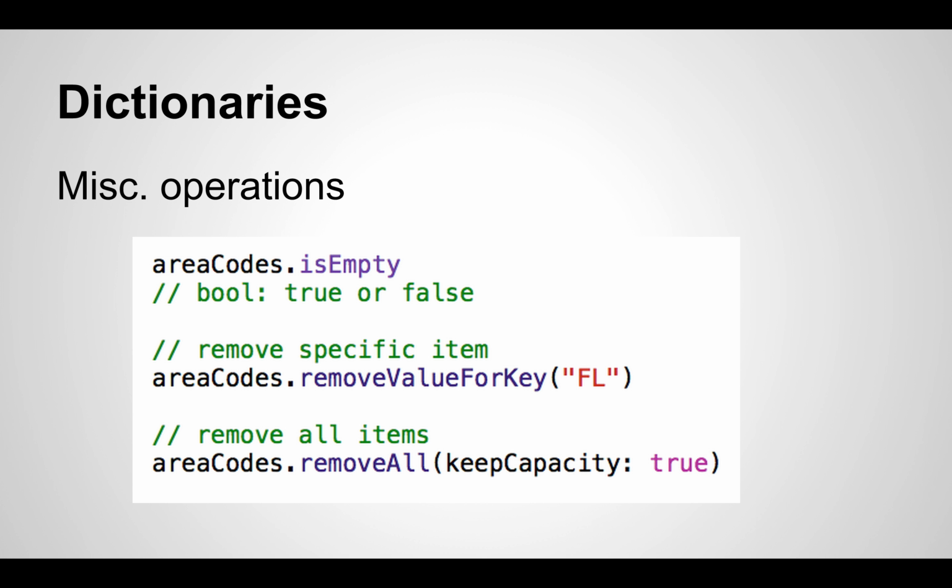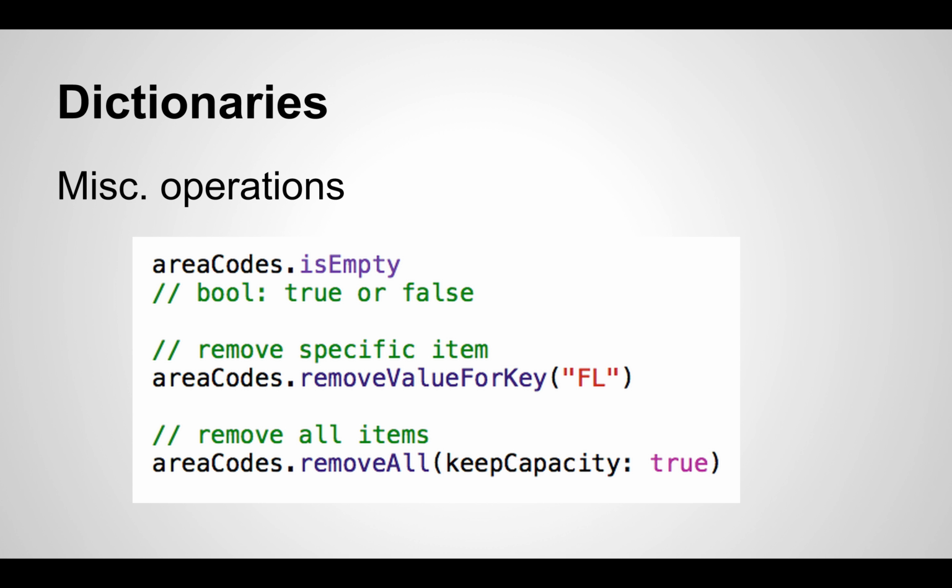Now, some miscellaneous operations, very similar to the array. You can do areaCodes.isEmpty to check if there's any value inside or not, and it would say true or false. Now you can remove values if you want to. You can do areaCodes.removeValue(forKey:). Now here you have to know the keys. So FL is the key. You could have put CA for California or NY. Now, if you want to remove all the items, you can do areaCodes.removeAll.